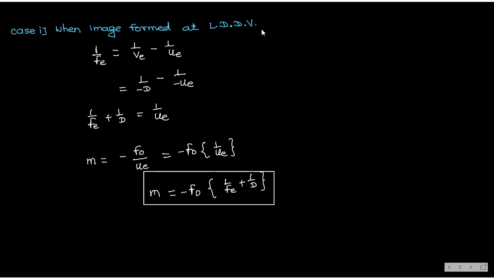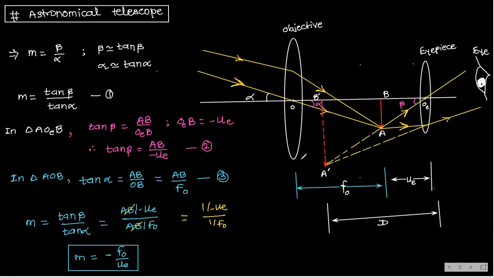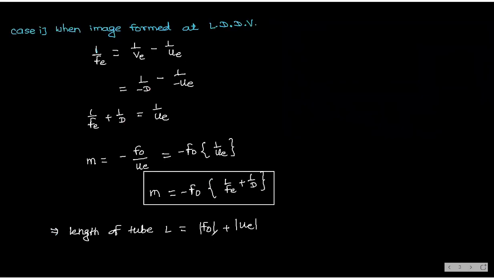Next, in this same case 1, length of tube. Length of tube means the distance between the two lenses. Length of tube L is equal to F naught plus UE. You can see here, let's go back to the diagram and see from here to here. What is that? F naught plus UE. So therefore, F naught plus UE is the length of tube in the first case.